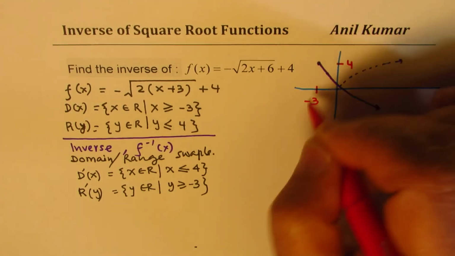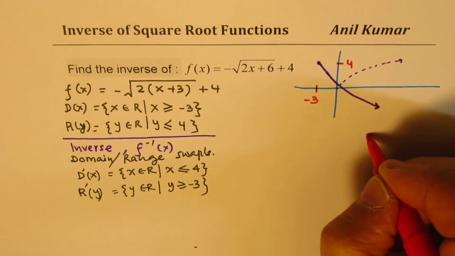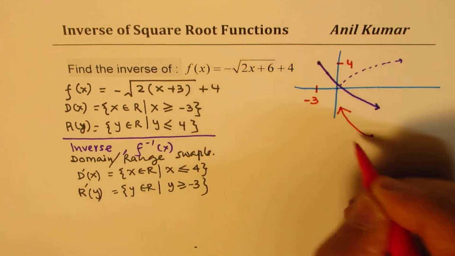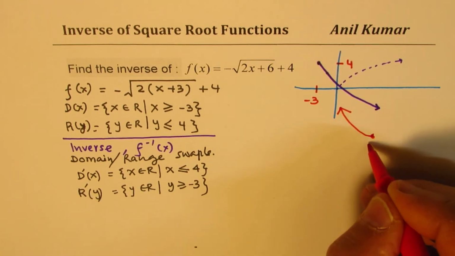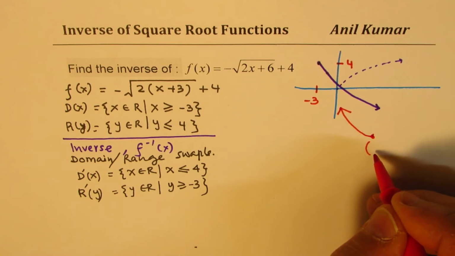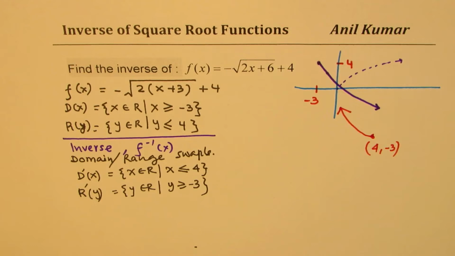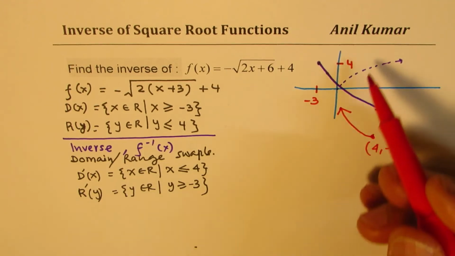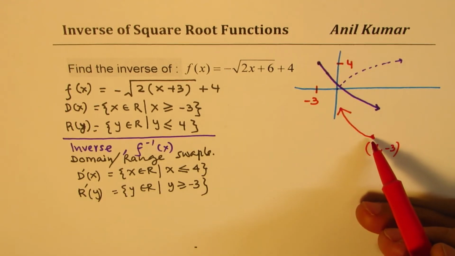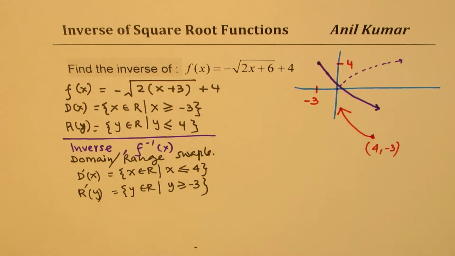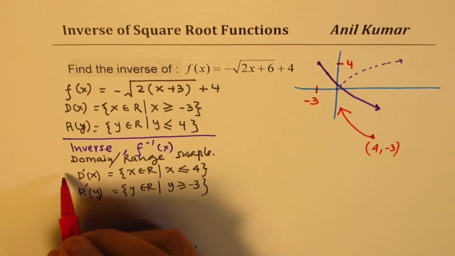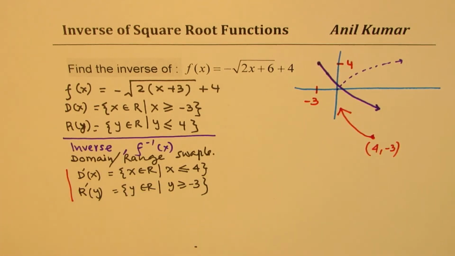I'm not sketching this since it is not on the scale. It will be kind of like this. Do you see that? The vertex for this point is at an x value of 4, and the y value is minus 3. Do you get the idea? So the inverse will be a part of the parabola which is going in this particular direction. Does that make sense? So that becomes the domain and range for your inverse function.